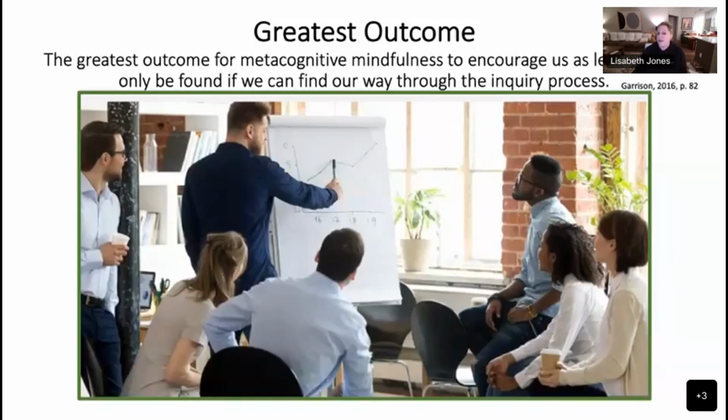So when we're talking about the greatest outcome, of course we want to be able to dig into all those ideas, but we also want to be able to stay on track. If we want to achieve our greatest outcome and have metacognitive mindfulness encourage us as learners, we have to be capable of finding our way through the inquiry process. And that means being ready and capable of having the discussion stay on track towards the learning objectives, as well as the related data, the strategies and activities that we're looking to get out of it.